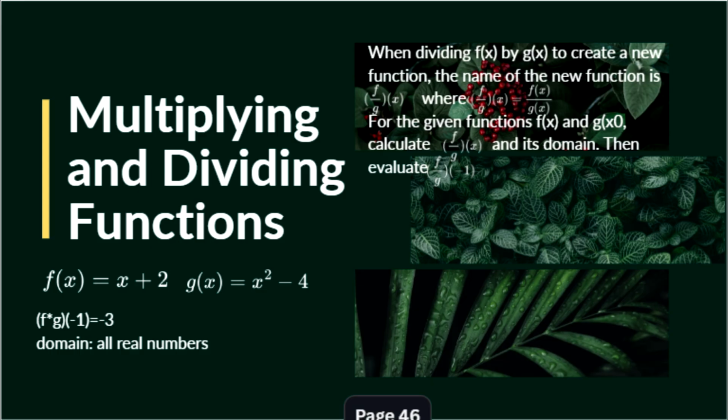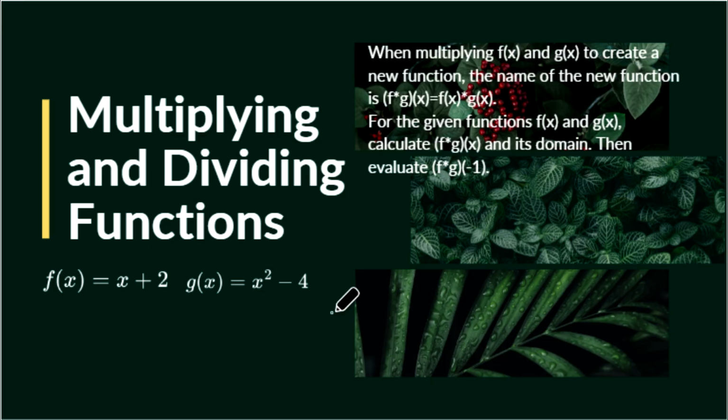Okay, now we're going to do multiplying and dividing functions. This is where it gets a little confusing on the domain. So we have our same two formulas that we had before. When multiplying f of x and g of x to create a new function, the name of the new function is f times g of x, which is equal to f of x times g of x. For the given functions f of x and g of x, calculate f times g of x and its domain, then evaluate f times g of negative 1.